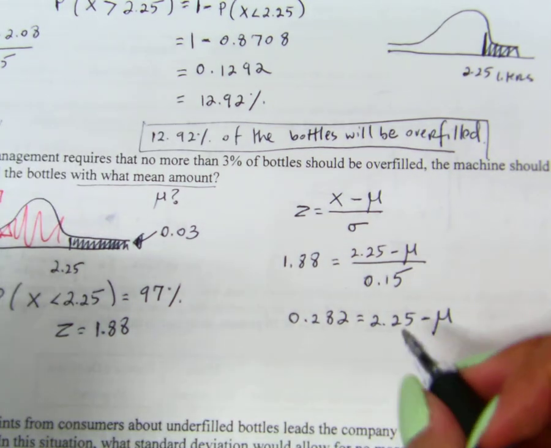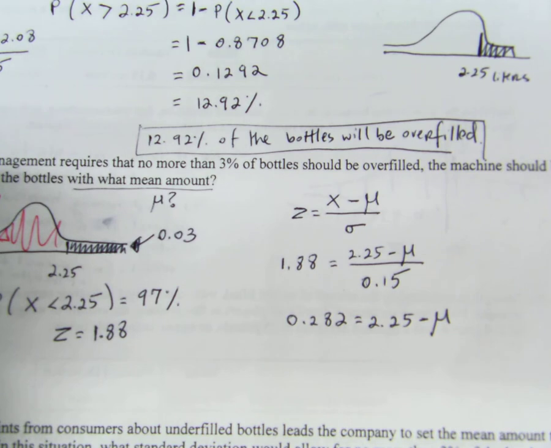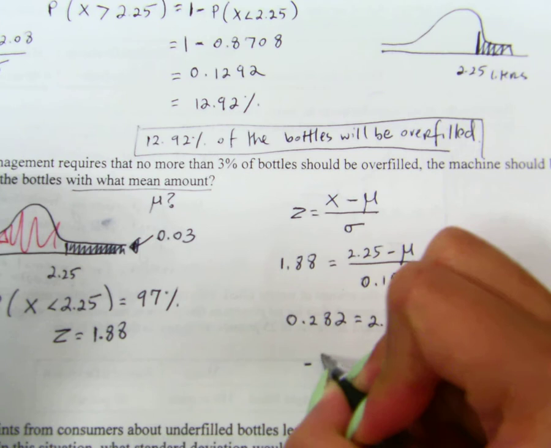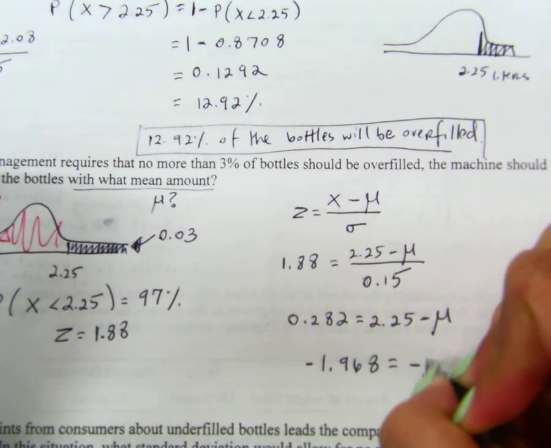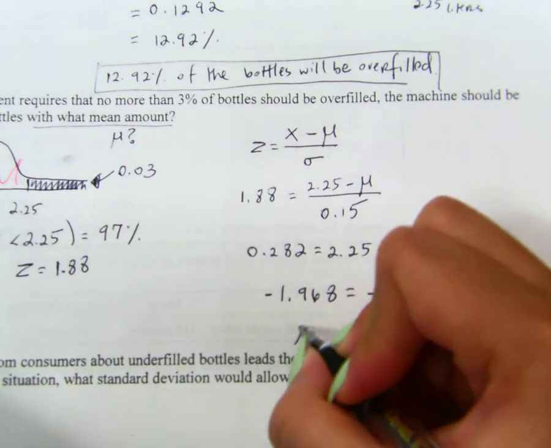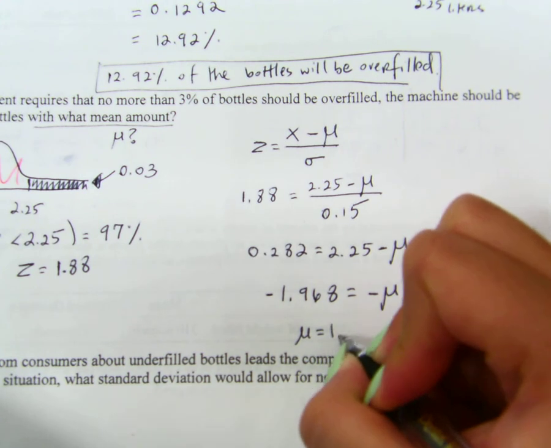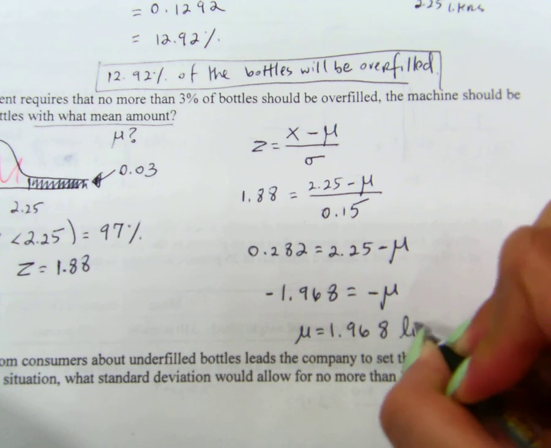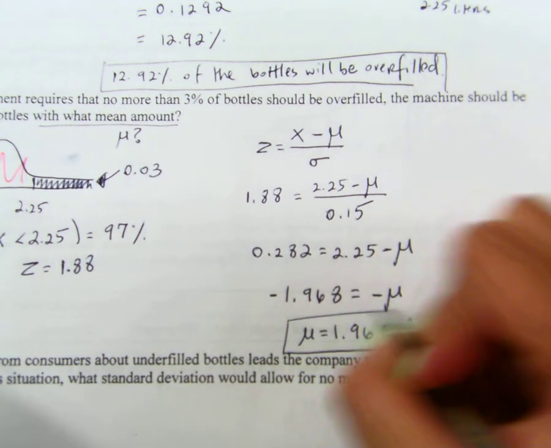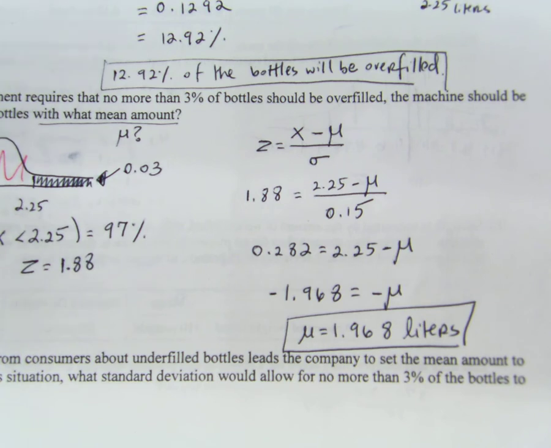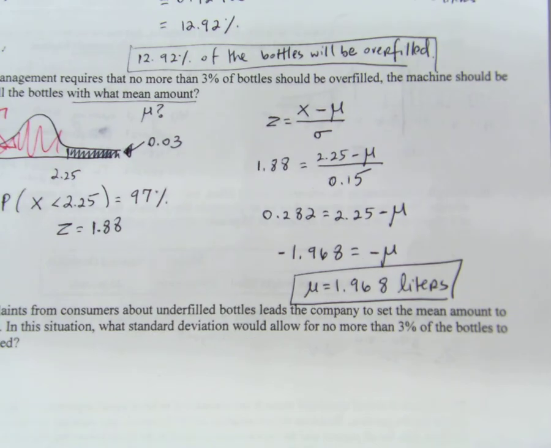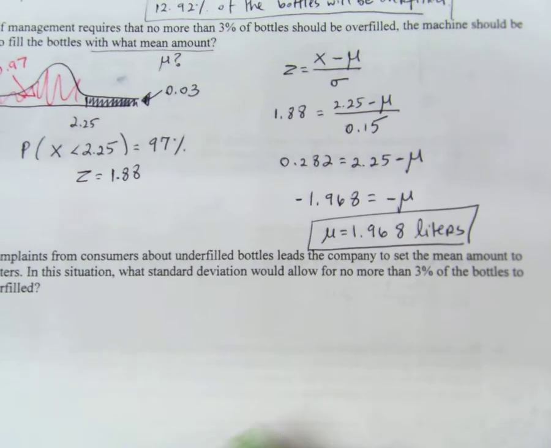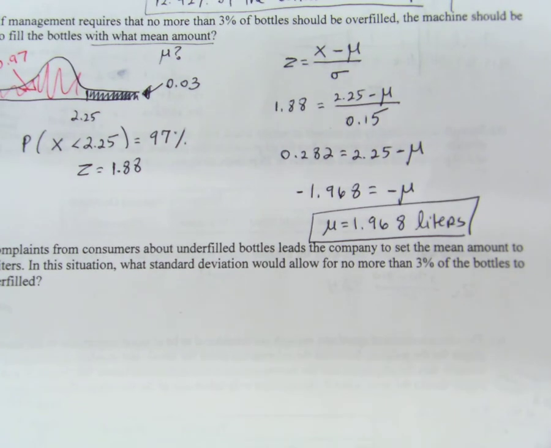Now I'm going to just subtract that over. So 2.82 minus 2.25, and we have negative 1.968 is equal to negative mu. And so our mean is going to be 1.968 liters. Okay, and now I'm going to make sure I have my units because we are talking about the mean. Z-scores have no units. When you have the probability or percentage, the unit is the percentage, and then for mean and standard deviation, you want to start putting the units.